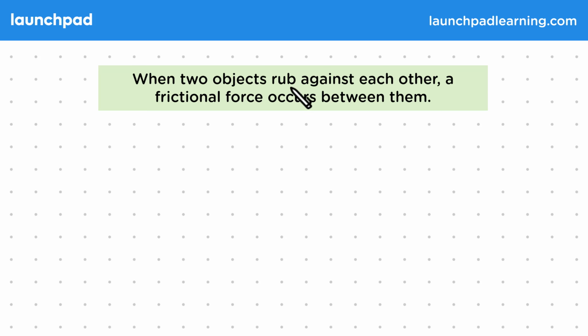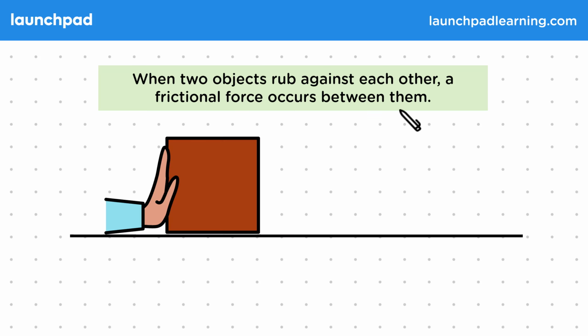When two objects rub against each other, a frictional force occurs between them. So friction comes from the interaction between two surfaces. Even two surfaces that appear to be completely smooth have tiny irregularities in them, and they interact and the particles rub together as they move past each other.